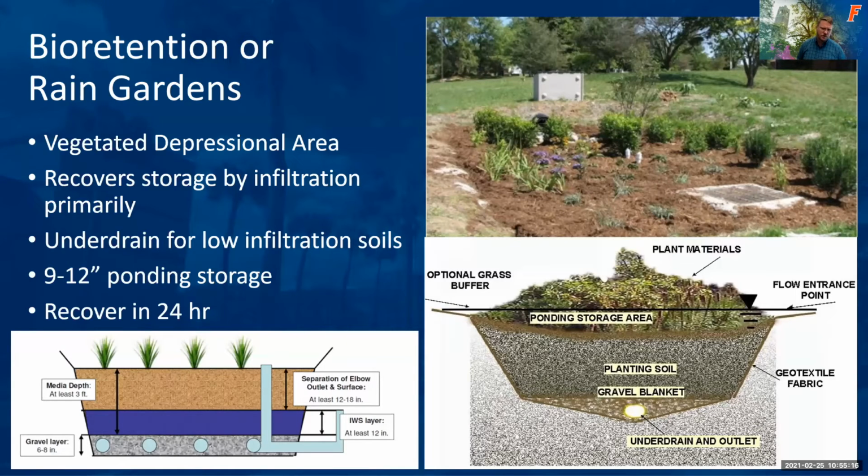Bioretention and rain gardens are probably one of, if not the most common implementation of green stormwater infrastructure. Usually these are vegetated depressional areas, and essentially these recover that storage either by infiltration, or they may have an underdrain if the soils are more clayey or don't perk as well, or if there's a high water table.